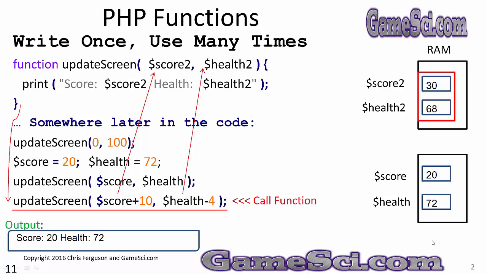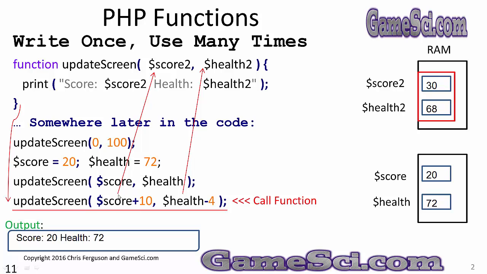All update screen cares about is you send it two numbers as parameters. Whether those numbers come as hard coded values like 0 in the original call, or the value of a variable like $score in the second call, or the value of a math equation $score plus 10, it doesn't matter. As long as this is a number when it gets to update screen, nobody cares. Where that number comes from doesn't matter.